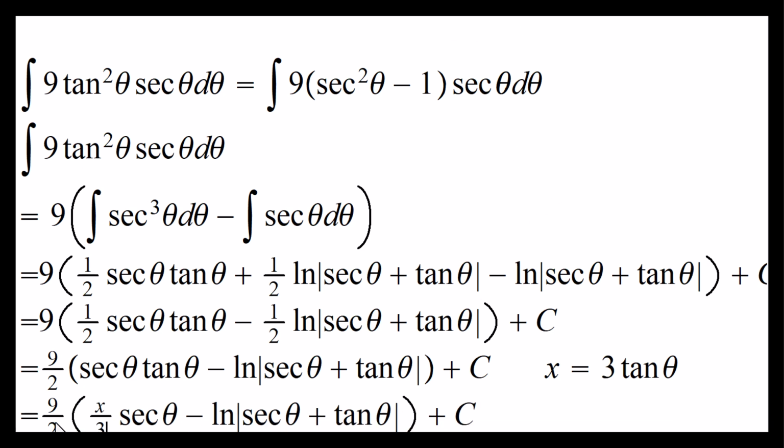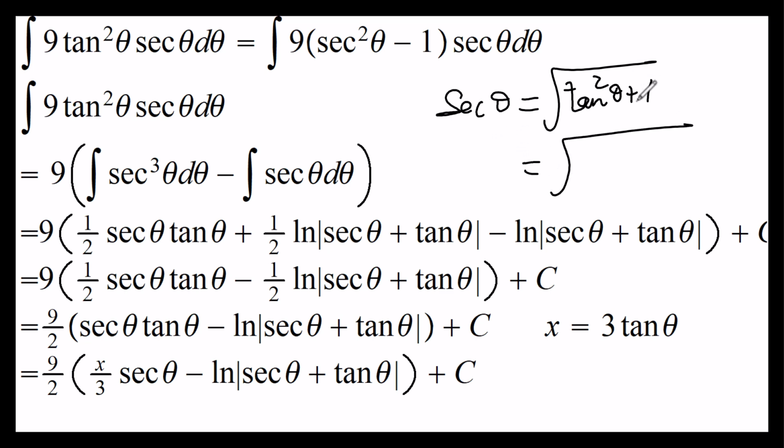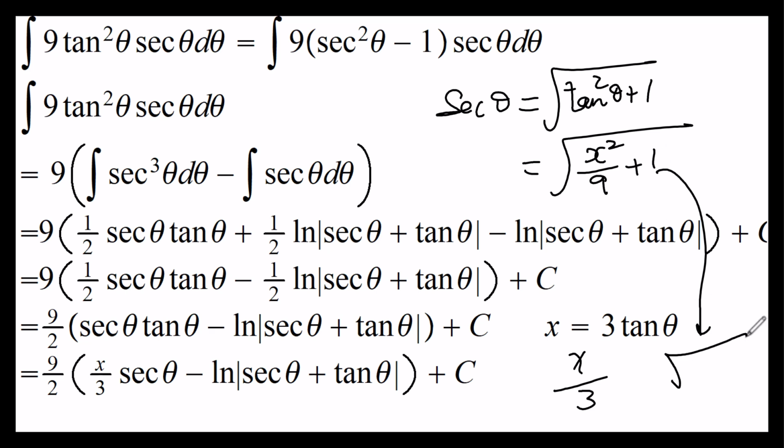And what is secant theta? Remember that secant theta is square root of tangent square theta plus 1. So that will be, tangent theta was what? Tangent theta is x over 3. So that will be square root of x square over 9 plus 1. And 1 can be written as 9 over 9. So that will become square root of x square plus 9 divided by 3. So we can fill these values out here.